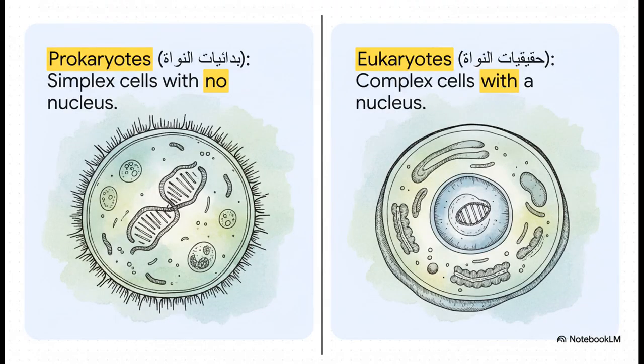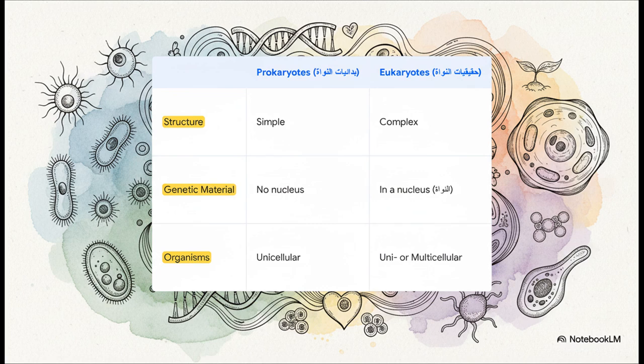So the two families are called prokaryotes, that's bida'iyat an-nuwa, and eukaryotes, or haqiqiyat an-nuwa. Now they have a few differences, but here's the number one most important thing to remember. It's all about something called the nucleus, or an-nuwa. Okay, let's break it down. Prokaryotic cells are pretty simple. All their important stuff, their genetic material, just kind of floats around inside. But eukaryotic cells are more complex. They're more organized. They have a special protected room for their genetic material. And that room is the nucleus, the nawat. It's like the main office or the brain of the cell.